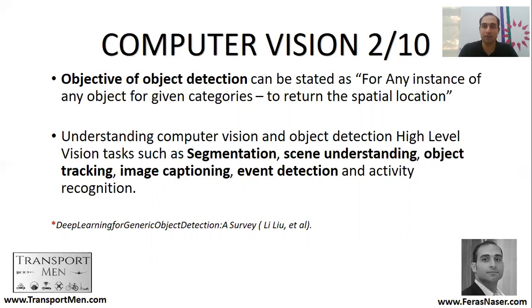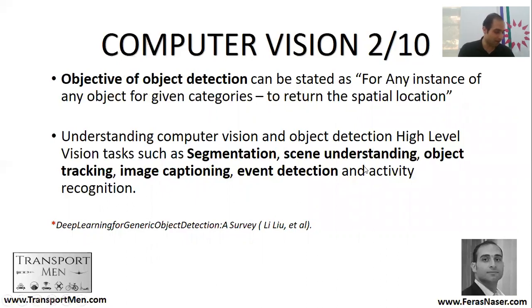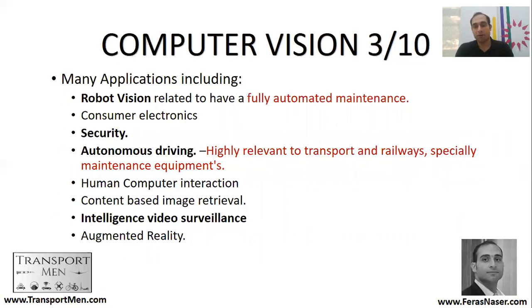In order for that to happen, there are several tasks that should be done. Some of these tasks are segmentation, scene understanding, object tracking, image captioning, event detection, and activity recognition. Of course, there are many applications for computer vision and object detection, and this can be in robot vision, and how this is related to fully automated maintenance of railways, consumer electronics, security, and autonomous driving. This is, I guess, highly relevant to transport and railways, especially with maintenance equipment.